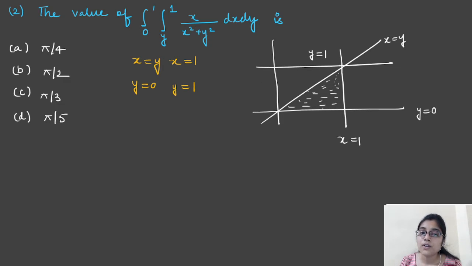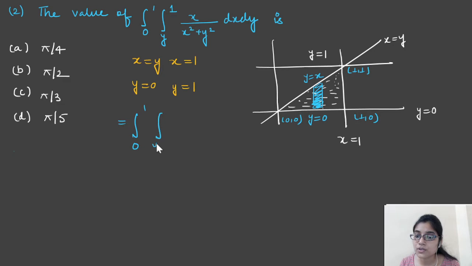Now what do we want? We want the limit of y in terms of x. So we will draw a strip which is parallel to the y-axis. From where to where is it going? From 0 to x. And this is your 1, 1. So on going from left to right, x is going from 0 to 1. So y is going from 0 to x, and this is x square plus y square. This became dy dx.